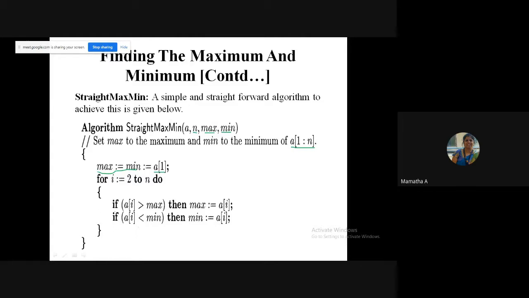Okay, will this give me the max and min in the array, students? No issues? Yes or no? Looking at the algorithm, will it give me max and min in the array? Students, I want the answer.